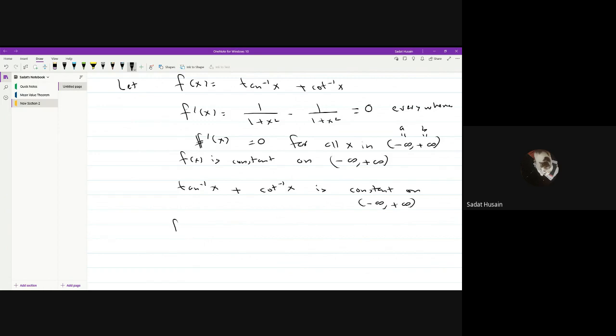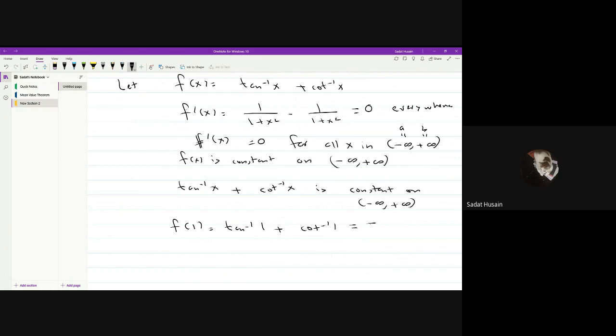We know that f, if we take f of 1, we are finding the constant: tan inverse x plus cot inverse x is a constant, it will always give the same value. We managed to show this, but we haven't shown what value it's going to give us. So what is f of 1 equal to? Tan inverse 1 plus cot inverse 1, right?